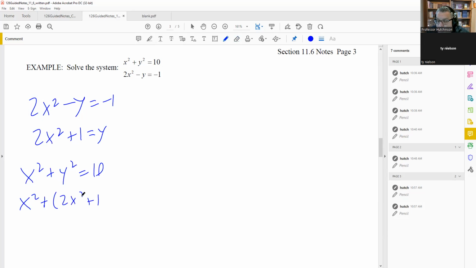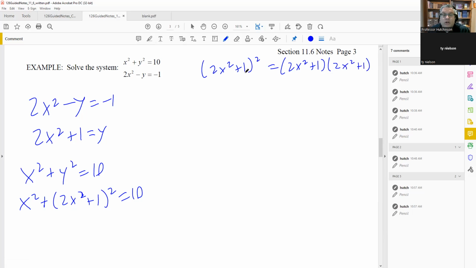which would be to plug in all this for a y. As I mentioned before, you have a square and a square situation happening if you do it this way. That's why sometimes elimination might be a little bit easier in this case, but we'll go ahead and move on anyway. Remember what this means. If you have 2x squared plus 1 and you're squaring it, that means you're doing two of these together. So you have to do a FOIL on this.